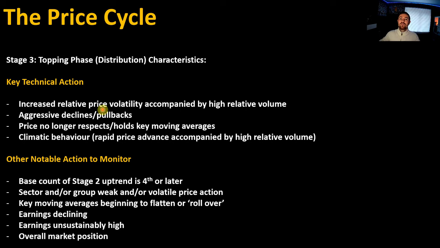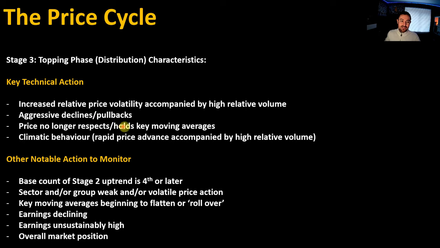Compare what is volatile for this stock versus its own behavior, which is also accompanied by high relative volume. So if you get really volatile price action at the top of a long uptrend, and you see there's a lot of volume, that can be institutions, larger operators in the market, offloading their shares. Aggressive declines and pullbacks. So they're not nice and gentle. They're very volatile, very aggressive, widespread candlesticks to the downside on volume.